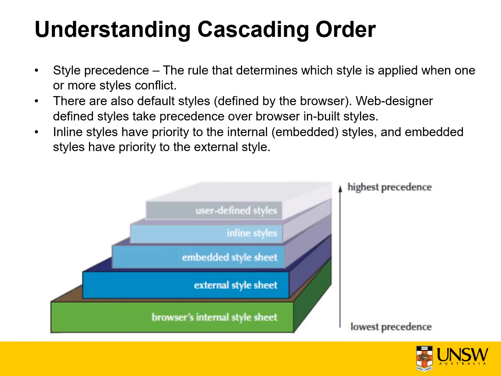When one or more styles conflict with each other, style precedence rule determines which style is applied. For example, if an inline style changes the font color to red and an external style changes the font color to blue, style precedence determines which color should be applied. Inline CSS style will always override style properties determined in internal or external style sheets. Also, internal styles have priority to external styles, and external styles have priority to the default styles of the browser.